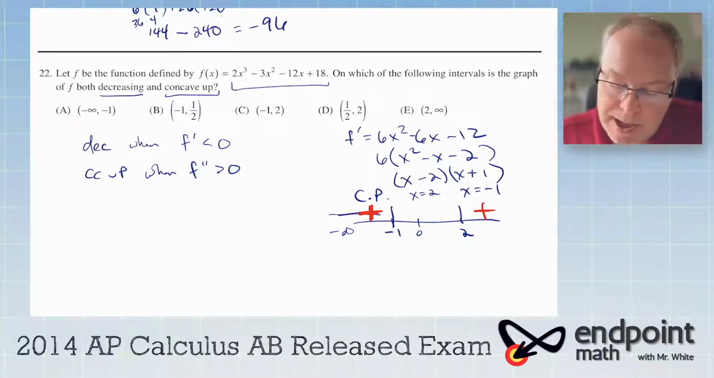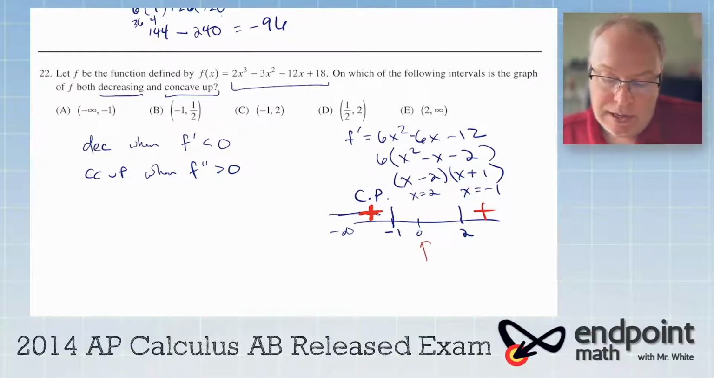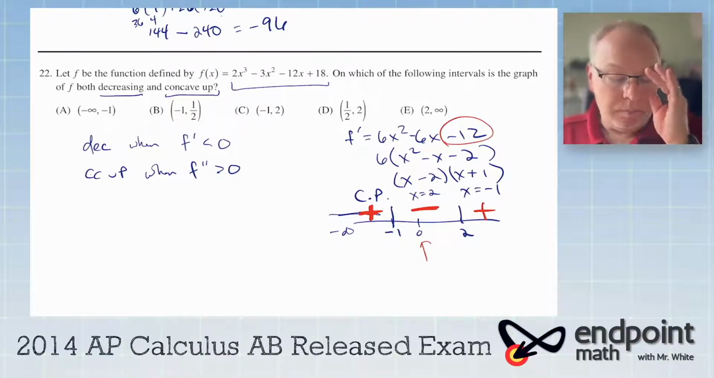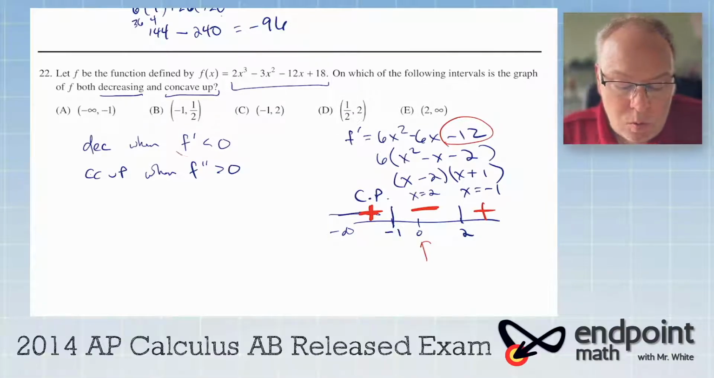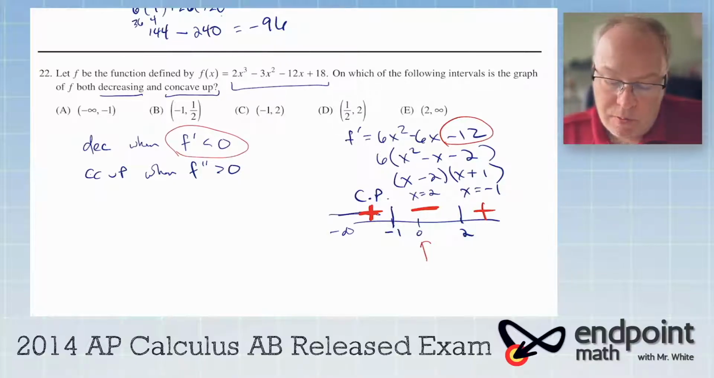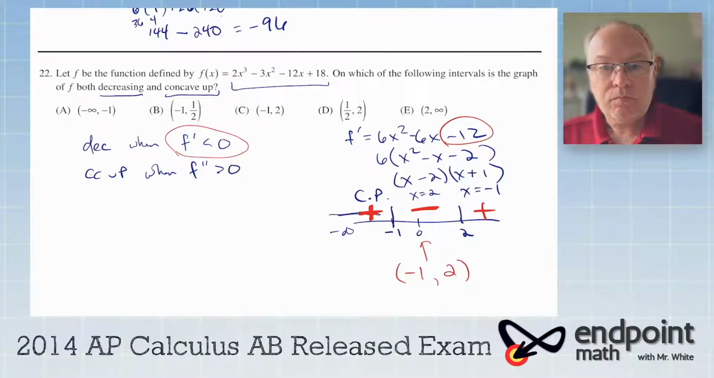When you plug in positive infinity, all we have to do is check in the middle, and if you plug 0 in, you get -12. Aha, -12. So we're looking for when the first derivative is negative. So far we have -1 all the way up to 2. We still have to look at the second derivative to see where the overlap is on that number line.